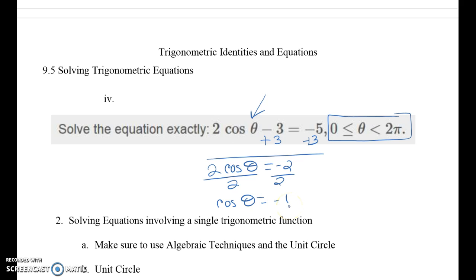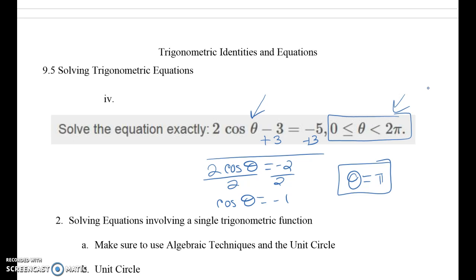Now, the good news is negative 1 is a cosine value within my unit circle. And so I would just say that theta is equal to pi. You'll notice I'm not talking about k pi or 2k pi at this point because, again, we have a domain restriction of theta being between 0 and 2 pi, or being in that first period of cosine.